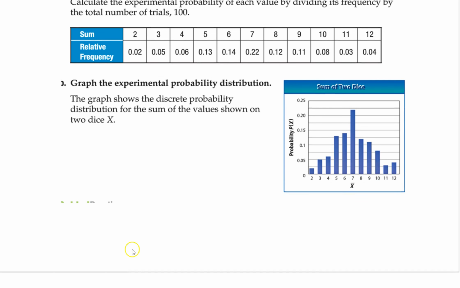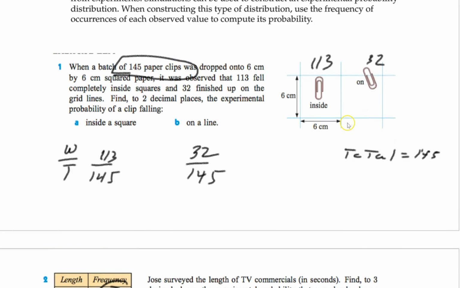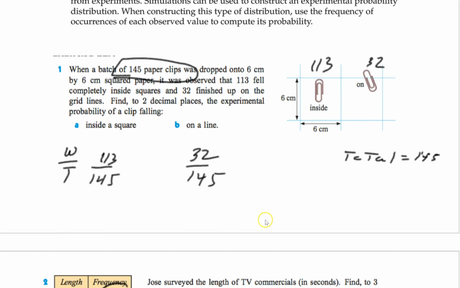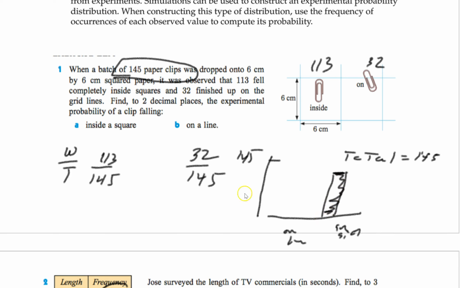Then from here we can move on. We can talk about how to graph an experimental probability distribution. And all that is, it's a graph that lets you know what's the odds of each thing, right? So all you do is go to your value here. I'll put my on the line and inside. Then over here you put your marking. So 0, I got all the way to 145. And let's say inside went to 113, so around there. And then on the line is only 32, so that's going to be more down here.